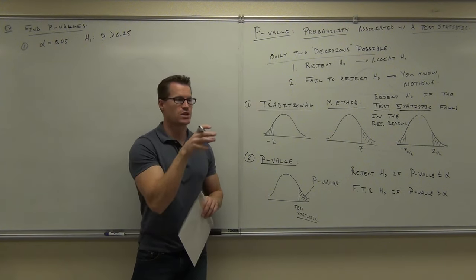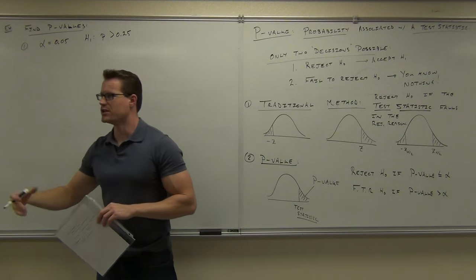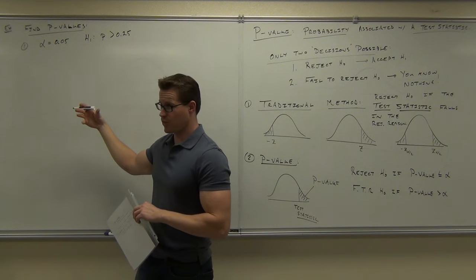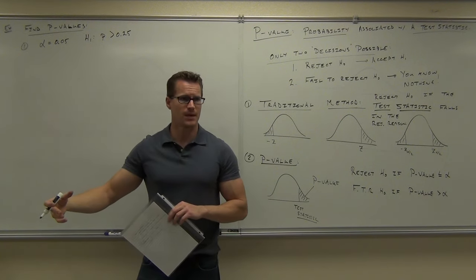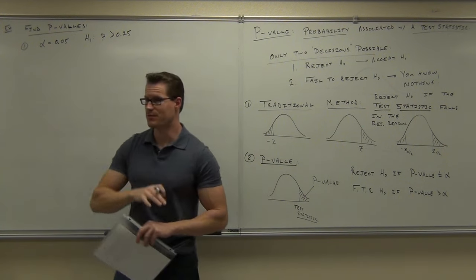P value is associated with a test statistic. That right there is a claim based on your proportion. I know that can get confusing because we have two different P's. But if it's an H sub 0 or H sub 1, it's talking about a proportion. If you're looking up a Z-score and you're getting an error, then that's a P value.